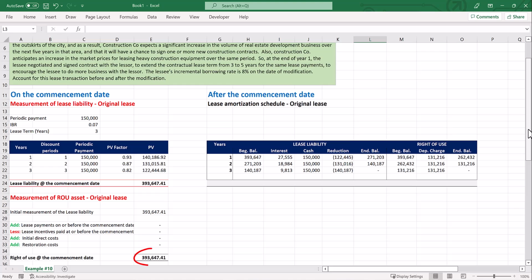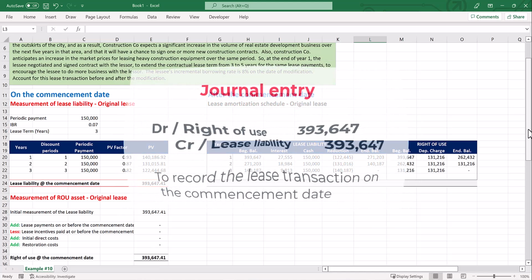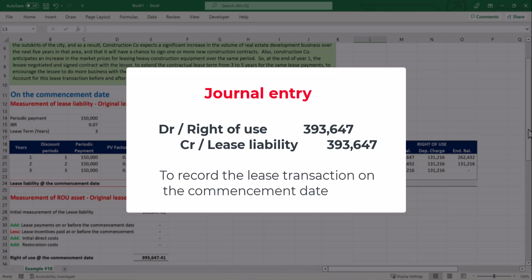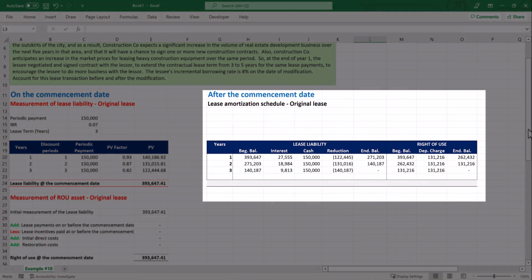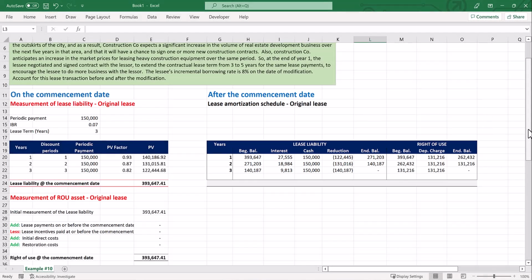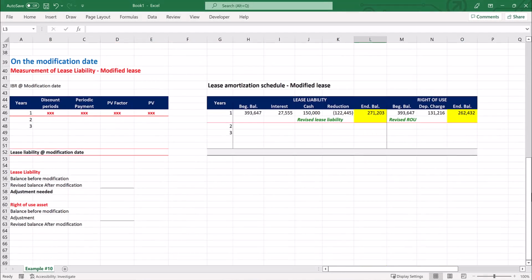And here is the right-of-use asset, which includes only the initial measurement of the lease liability, as the example did not mention any other components to be included in the right-of-use asset. And this is the entry to record the lease transaction on the commencement date. And this is the lease amortization for the original lease. Now, let us account for the modification.